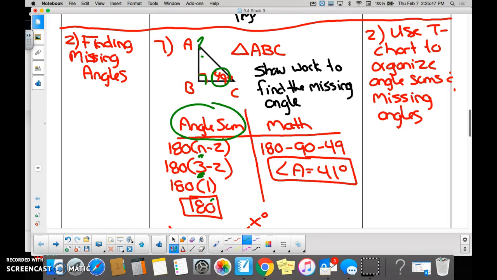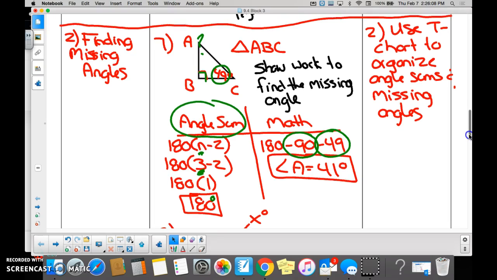Angle sum of a triangle is what? 180. And now, since we know that 180 degrees is the angle sum, we're going to subtract the angles that we know. We had a 90-degree angle and a 49-degree angle, right? We subtract both of those from 180, and what was left? 41 degrees. 41 degrees, yes, no? Yes. Good job.